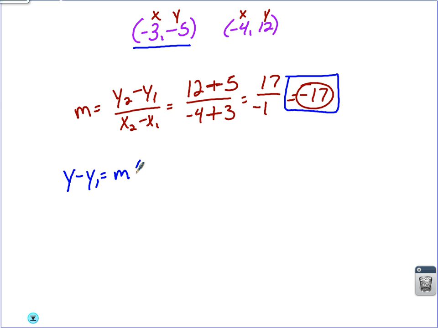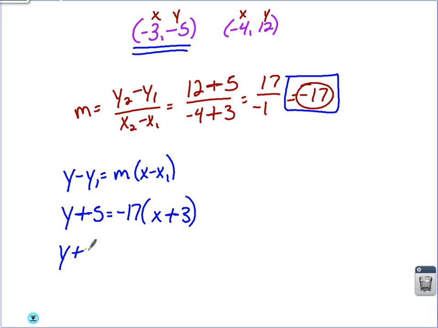I'm going to first work it with the point-slope formula. y minus y1 equals m times x minus x1, and I'm going to again choose the point -3, -5. So I now have y minus y1 equals m times x minus x1, which is -17 times x minus -3. Anytime you have two negatives, make it a positive. We now have y plus 5 equals, distributive property gives me -17x and -51. Move the positive 5 to the other side by subtracting 5. And I have a final equation of y equals -17x minus 56.